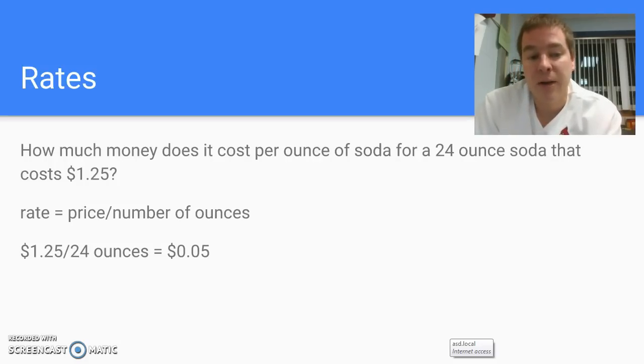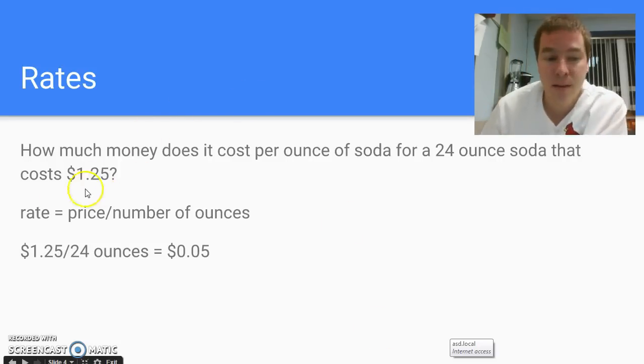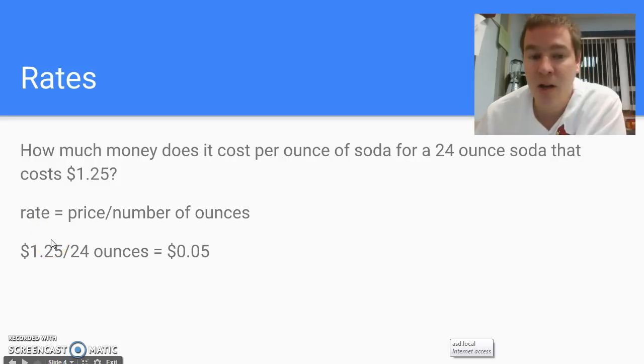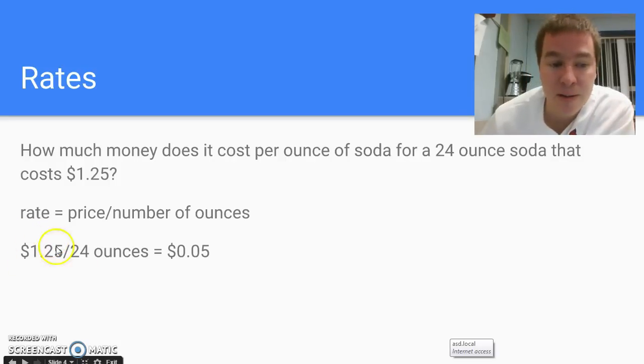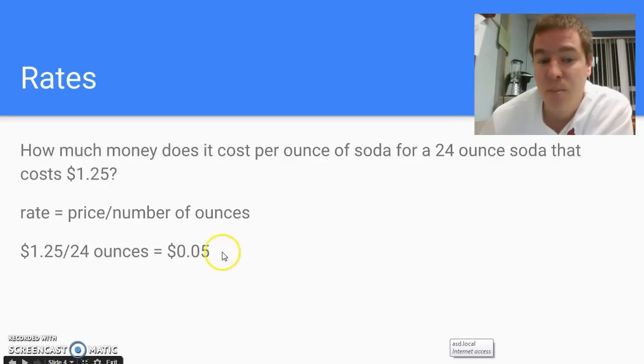So down here, once again, rate equals price per number of ounces. We put the price that it costs for a 24-ounce soda on top, then how many ounces it is, and then we divide the two. $1.25 divided by 24 is going to be 5 cents. So 5 cents per ounce.